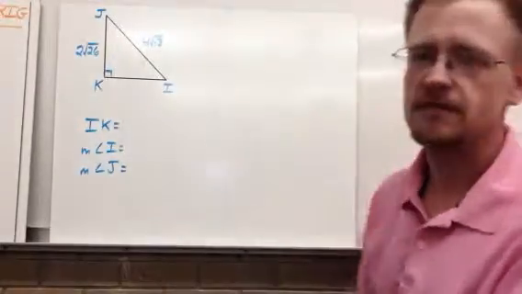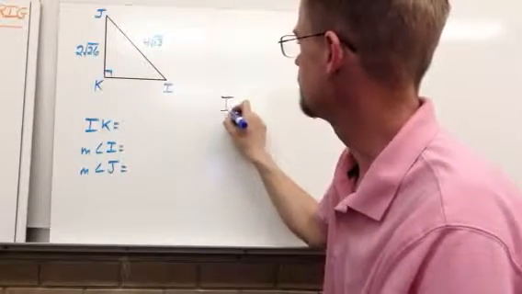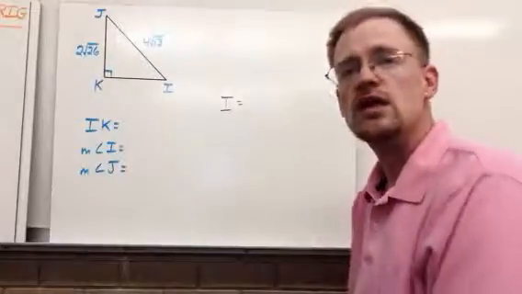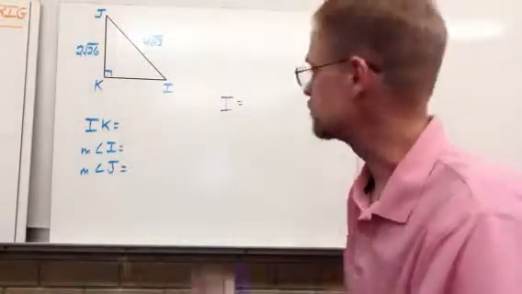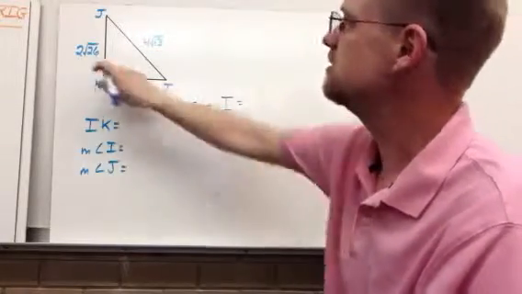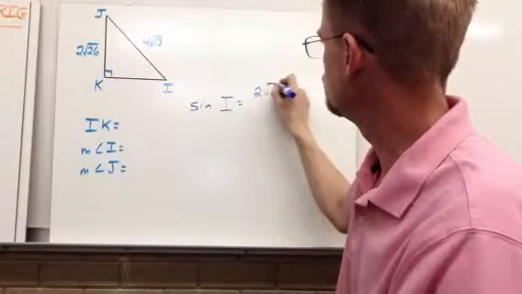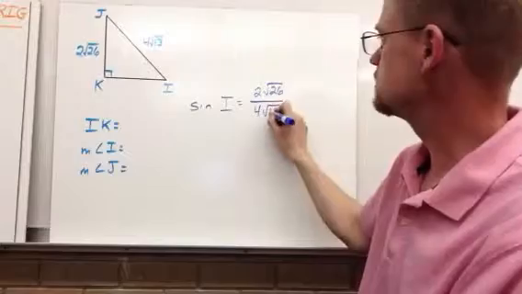Let's say I wanted to find the measure of angle I first. So we're trying to find I. We know the opposite side, and we know the hypotenuse. So this calls for sine. So the sine of angle I equals the opposite, 2, over the hypotenuse, square root of 26.